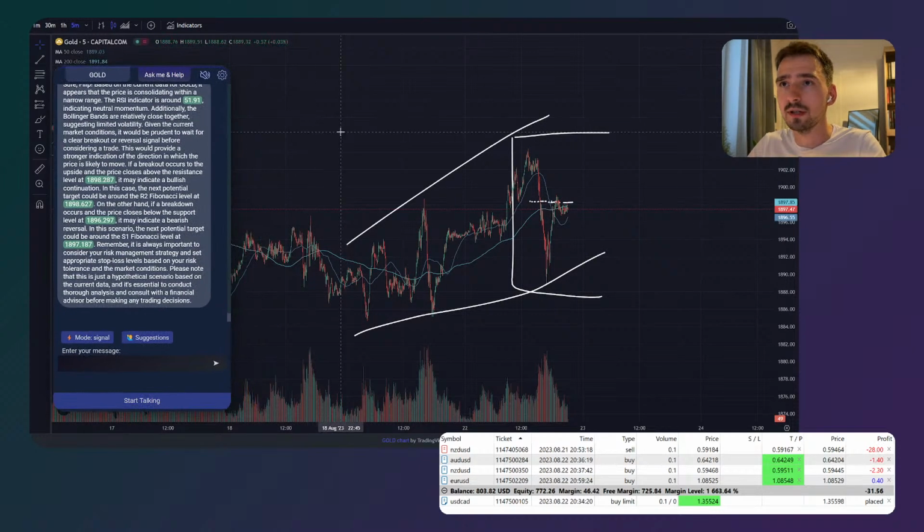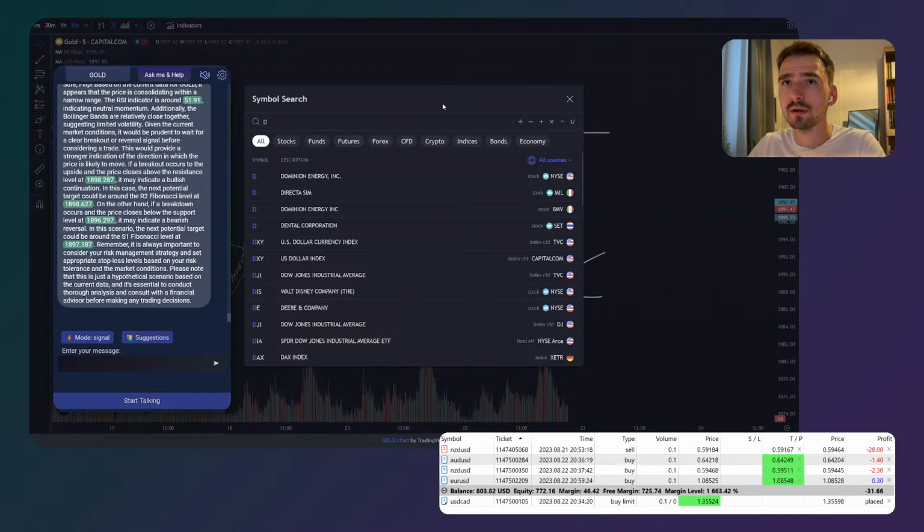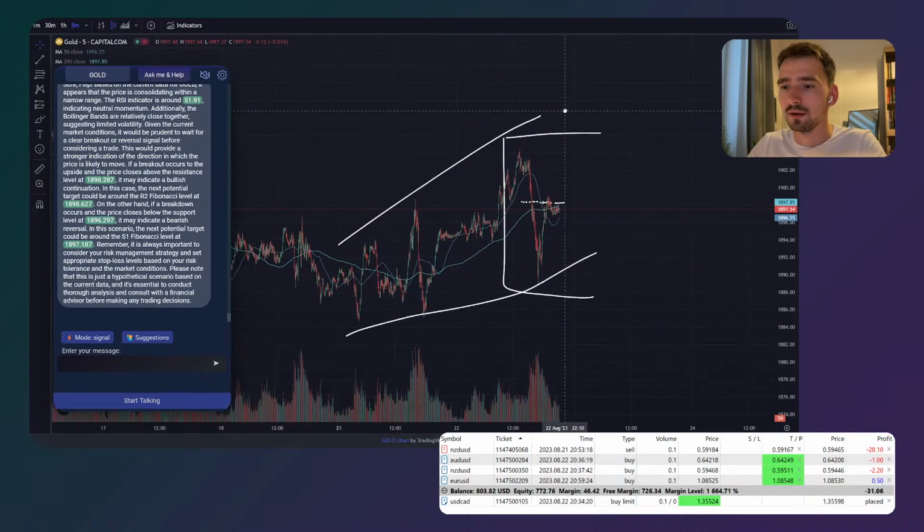Can I do this in here? What did I do? Symbol search. Can I change it here? I actually can, right? I can go to different charts as well.